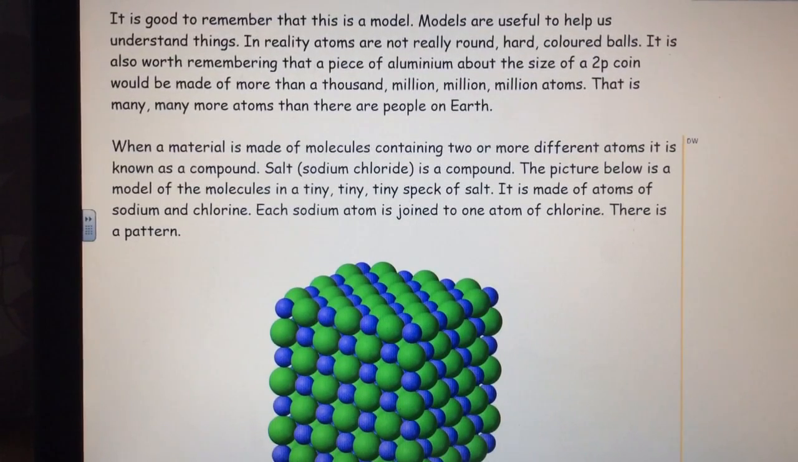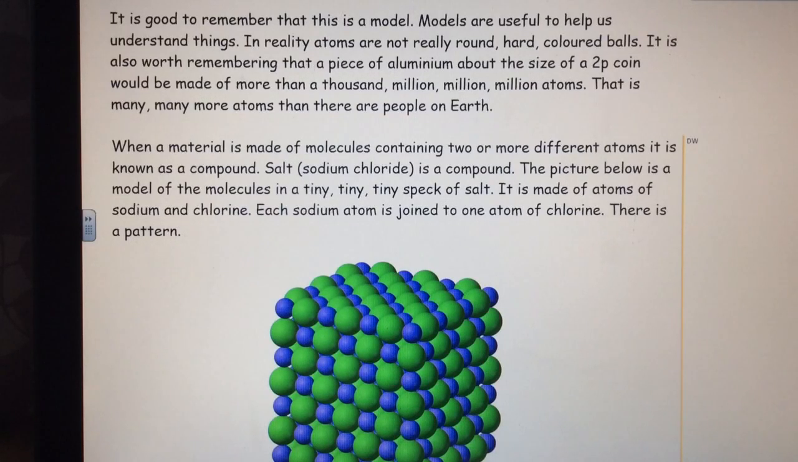It is good to remember that this is a model. Models are useful to help us understand things. In reality, atoms are not really round, hard, coloured balls. It is also worth remembering that a piece of aluminium about the size of a 2p coin would be made of more than 1,000 million atoms. That is, many, many more atoms than there are people on Earth.